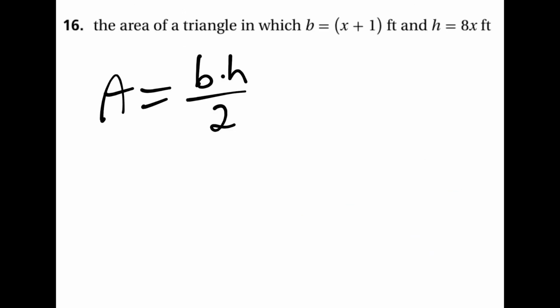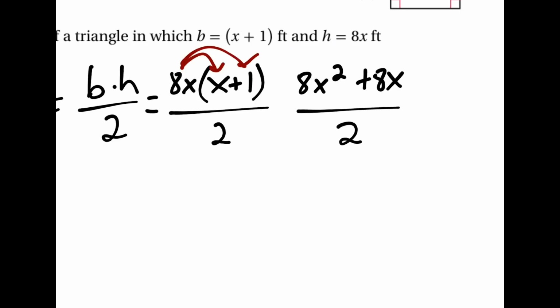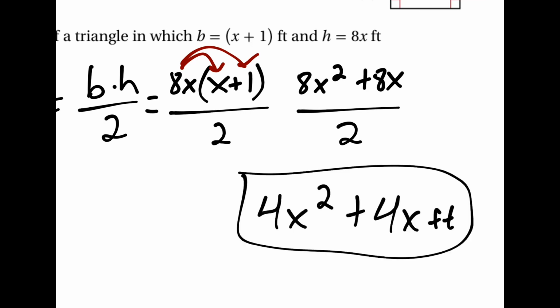So for 16, I take base times height divided by 2. X plus 1 times 8x all over 2. So if I distribute this, 8x squared plus 8x all over 2. So my final answer, once I simplify, 4x squared plus 4x feet.